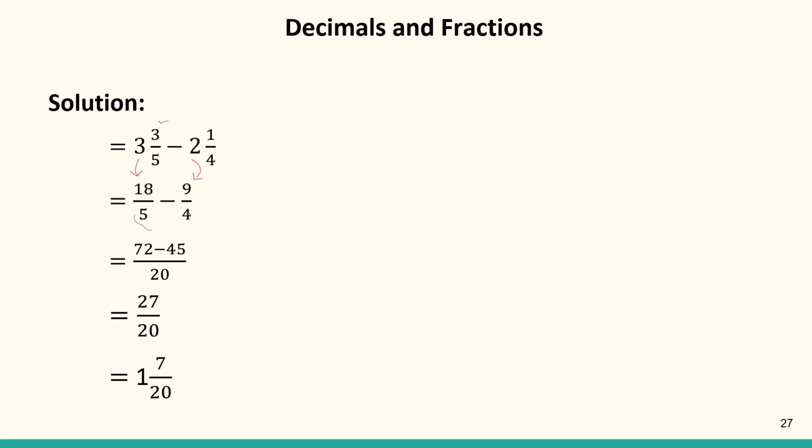Okay, so after getting the LCM, that is 20, what we do is we make the whole fraction to a new equalized fraction that has denominator 20, and we get 72 in the numerator and 45 in the numerator in this case and this case. Okay, so then what we get is 27 by 20. That can be written in mixed form as 1 whole and 7 by 20.